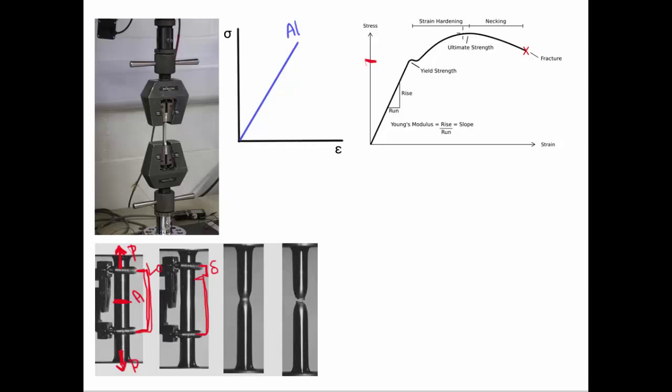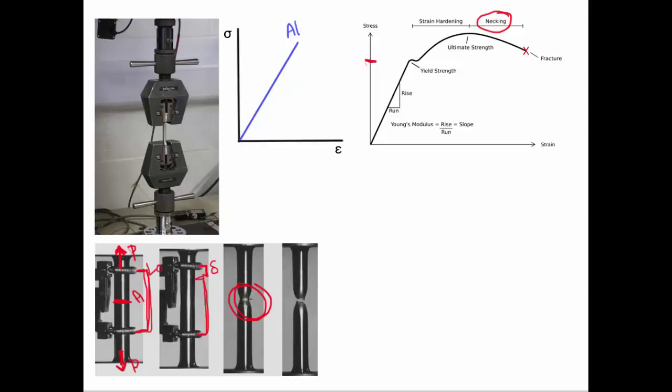It pulls apart, and right here at this highest point, something begins, and you can see right here that something is called necking. The material starts to decrease in cross-sectional area. As we see here, this is what necking looks like. It becomes narrower like a neck.